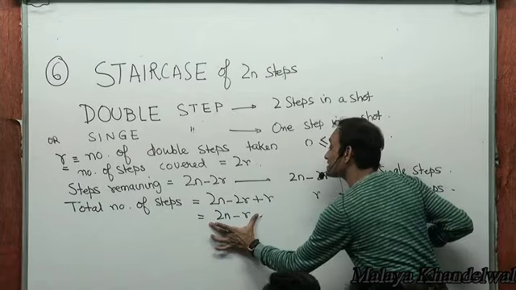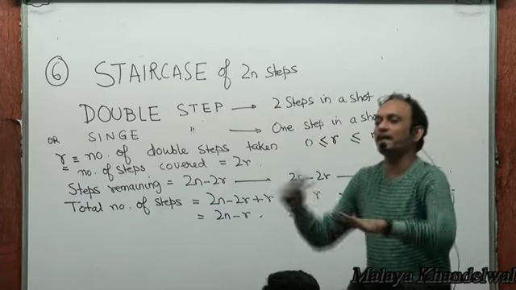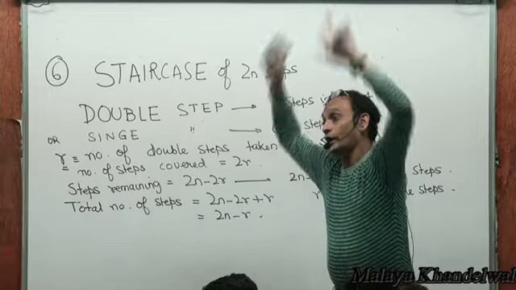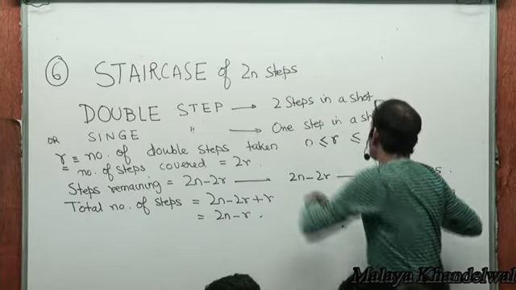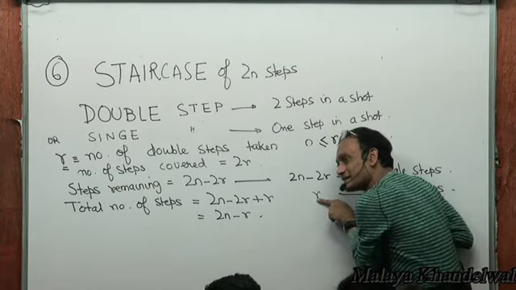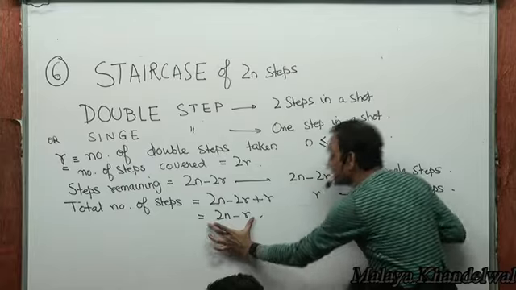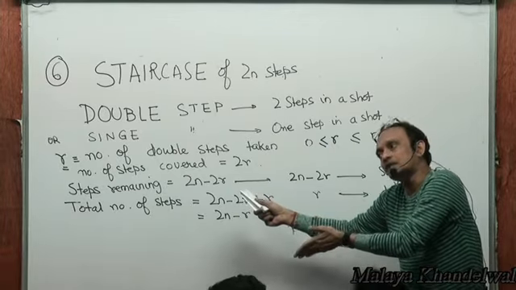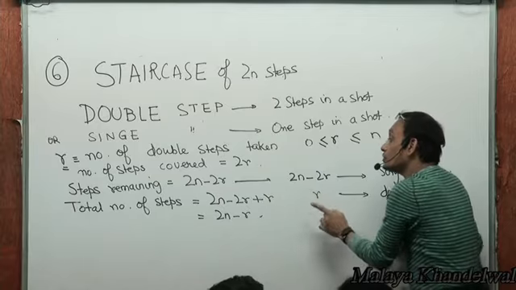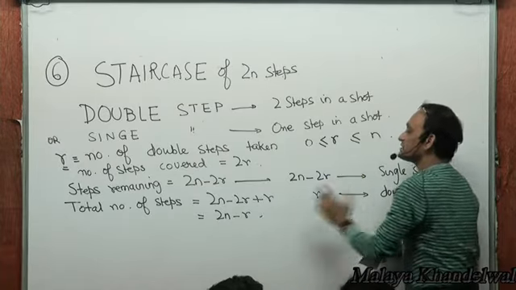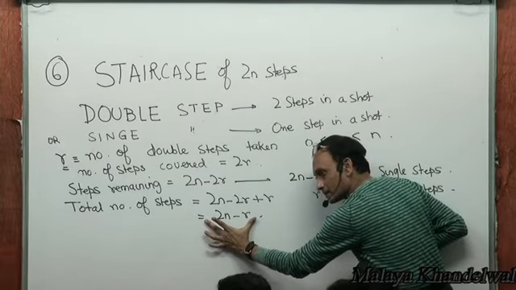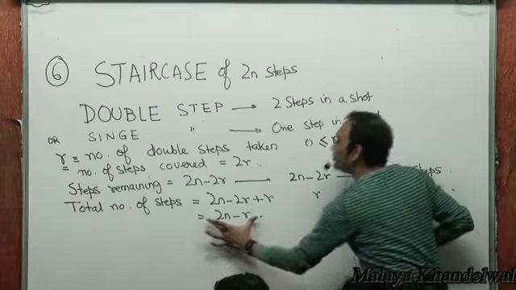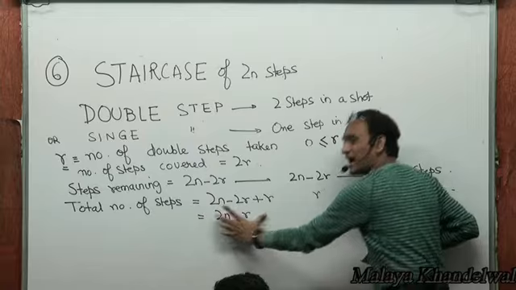Out of these 2n minus r steps, so that means actually for any given r, there will be 2n minus r steps in all that he takes. And out of these 2n minus r, he has to select r steps that are double steps. Then the rest would be automatically single steps. Right? So the whole problem boils down to this: these are the total number of steps for any given r, and from there he has to select r steps. In how many ways can he do that? 2n minus r choose r ways.